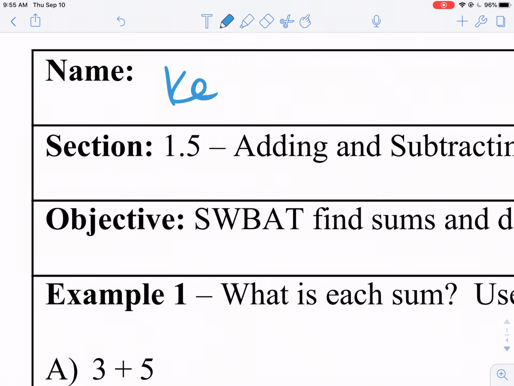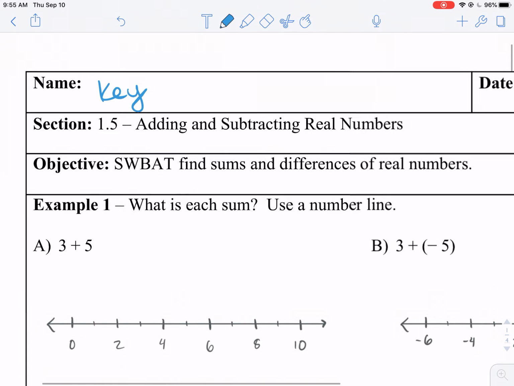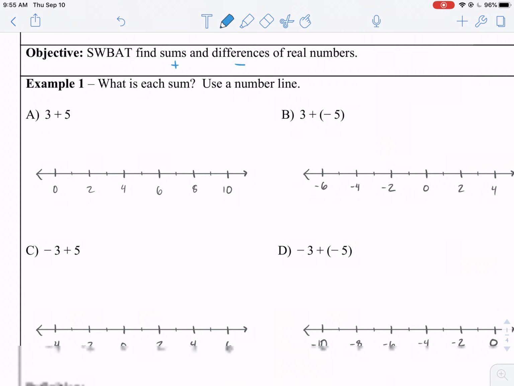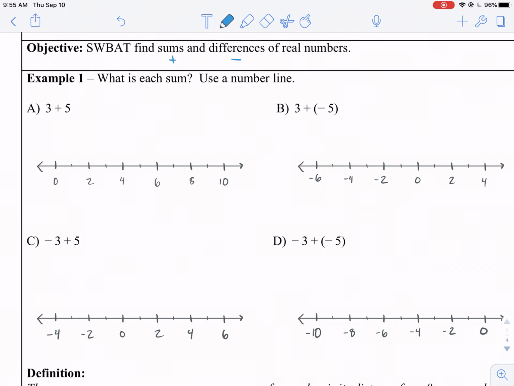Hi guys, welcome to your 1.5 notes on adding and subtracting real numbers. By the end of the day, you will be able to find sums and differences of real numbers, sums being adding and differences subtracting. So for our first example, we're going to use a number line to add and subtract. Well, actually, just to add, because subtraction is a lie, but we'll talk about that later.